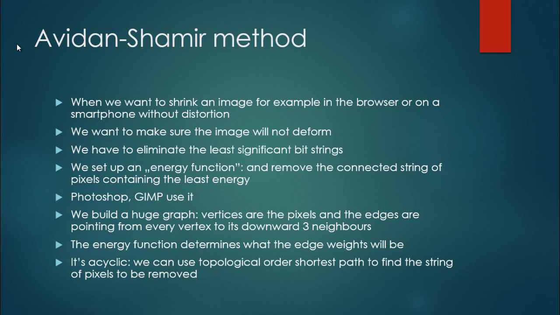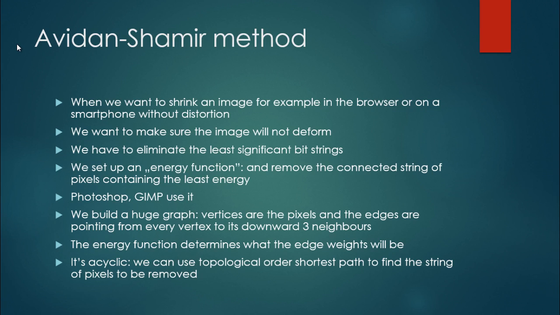There's the Avidan-Shamir method, for when we want to shrink an image, for example, in the browser or on a smartphone, without distortion. That's the problem, and how can we solve it? We want to make sure the image will not deform, so we have to eliminate the least significant strings of pixels. How can we find them? We set up a so-called energy function and remove the connected string of pixels containing the least energy. Photoshop and GIMP use it on a daily basis.